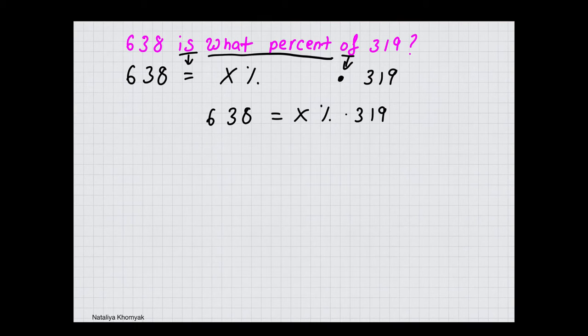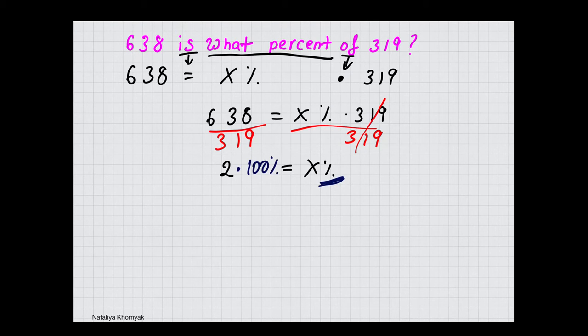Let's solve for x. X is being multiplied by 319. The opposite is to divide by 319. What you do to one side, you want to do the same thing to the other side. This cancels into 1. 638 divided by 319 is 2, equals x percent. We need to make sure that the answer is in terms of percent, so we times 100%, and 200% will be our solution.